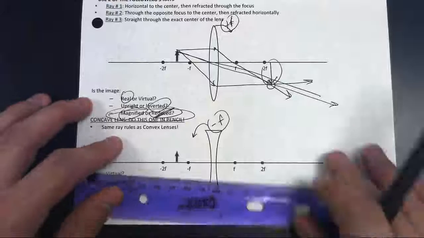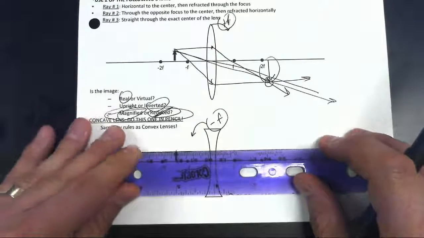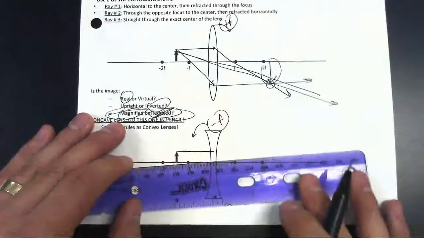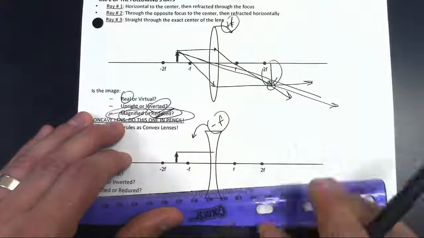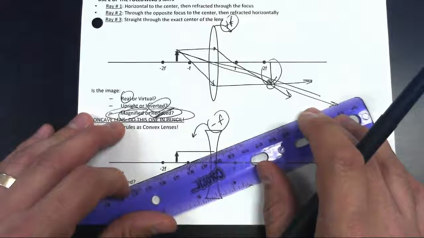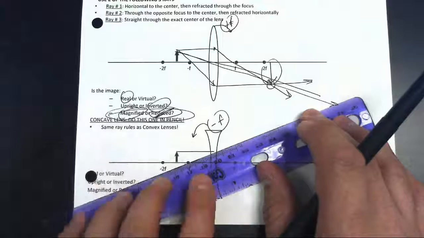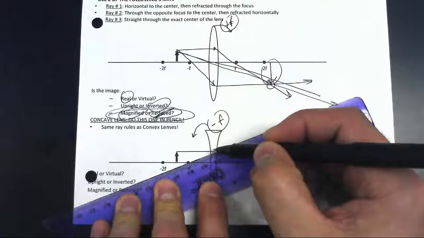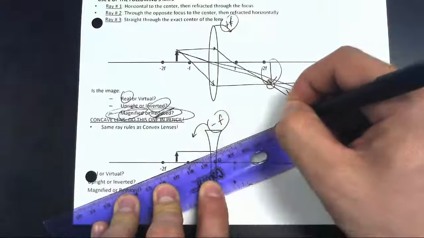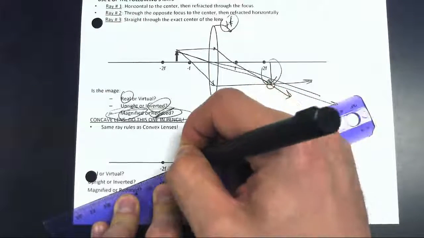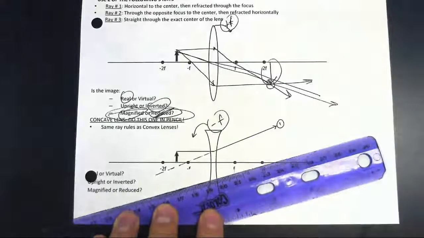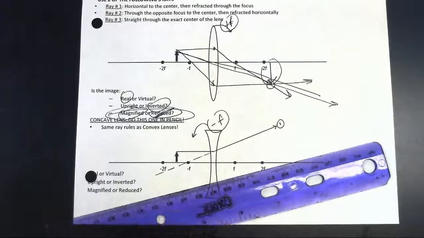Ray number 1 starts from the tip of the object and it goes parallel to the principal axis to the center of the lens. And then at that point it gets refracted through the focus. The focus is here. So I'm going to put my straight edge from the focus through that point, and realize that similar to convex mirrors, the real ray doesn't go through here because this is not reflection, this is refraction. The real ray diverges and goes this way, and it's actually the virtual ray that gets drawn through the focus. So that's our ray number 1 with a concave lens.